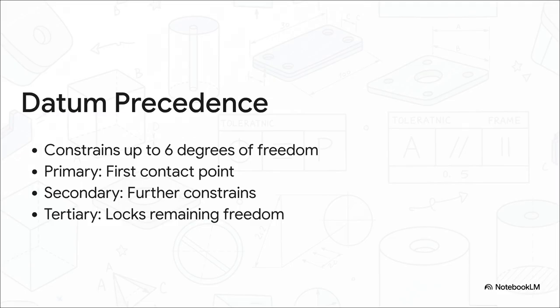Think about it. Any part in space has 6 degrees of freedom. It can move along 3 axes and rotate around 3 axes. We read datums strictly from left to right: primary, secondary, and tertiary. Your primary datum is your very first physical point of contact, like slapping a part flat down on a table. The secondary datum stops it from sliding around, and the tertiary datum locks it in completely, so you can measure it perfectly every single time.